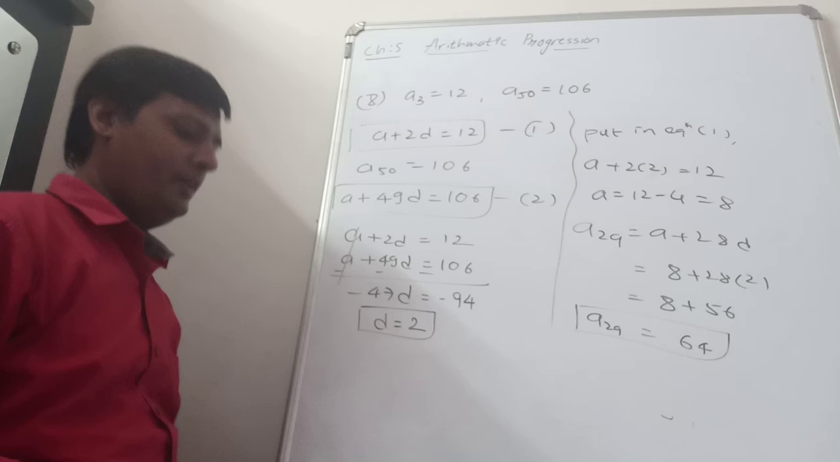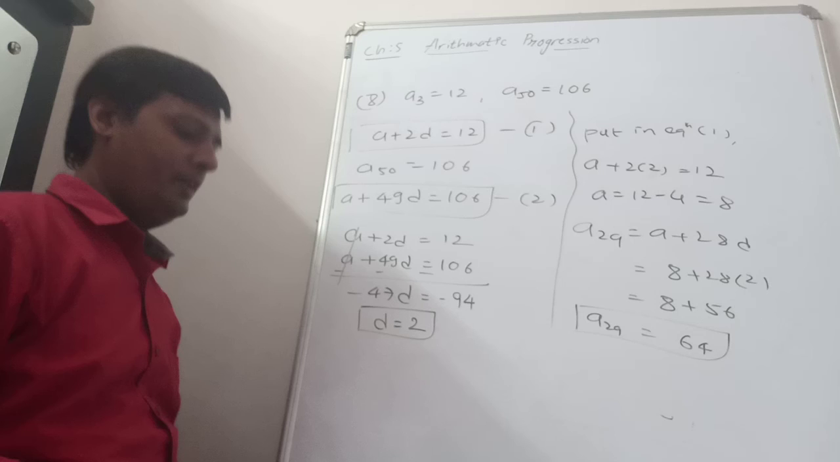Tenth question: the 17th term of an AP exceeds its 10th term by 7. Find the common difference. It means the 17th term is 7 more than the 10th term. This is a very good question. So A plus 16D is equal to A plus 9D plus 7. Here the A cancels, 16D minus 9D is equal to 7. So 7D is equal to 7, which implies D is equal to 1. So our required common difference is equal to 1, clear?